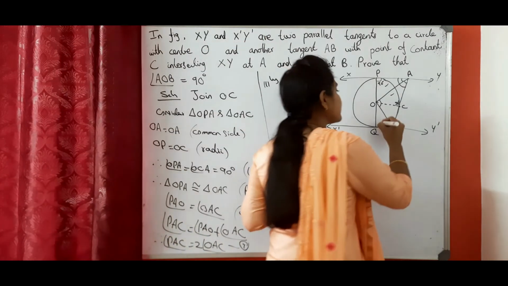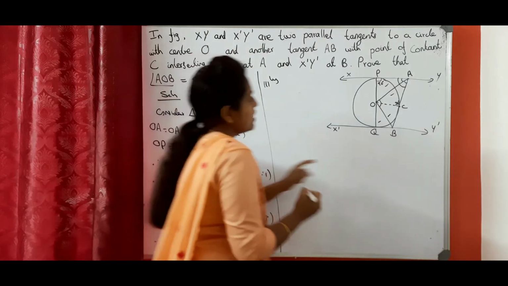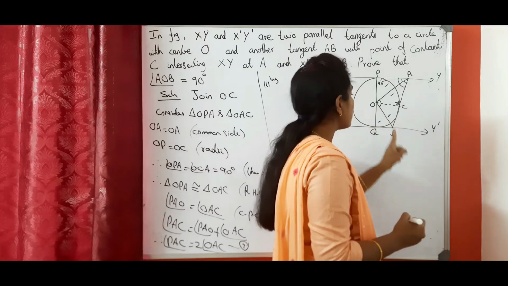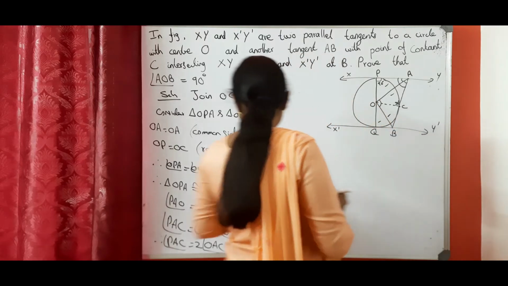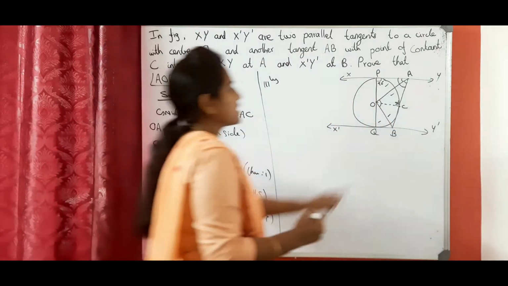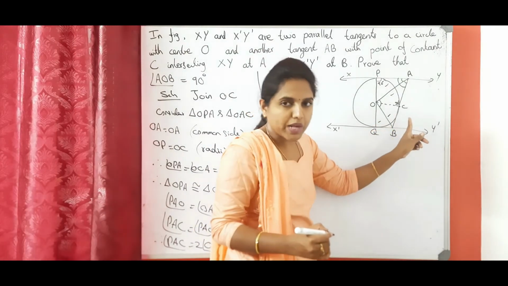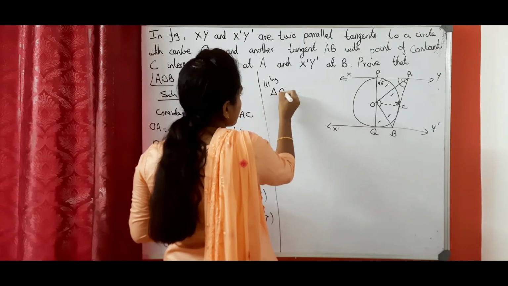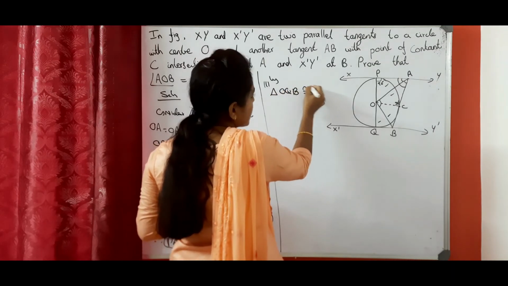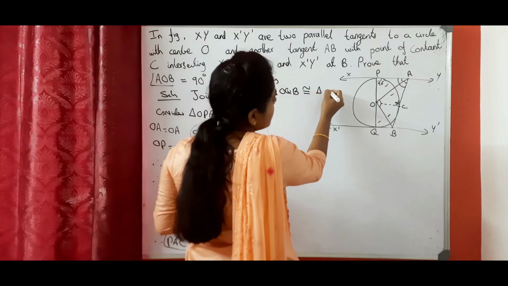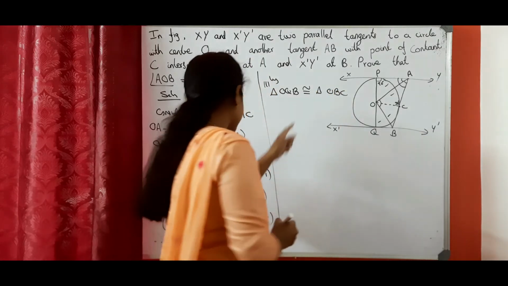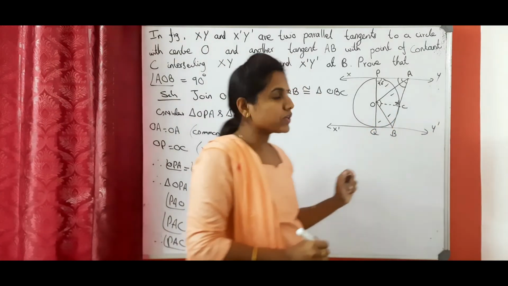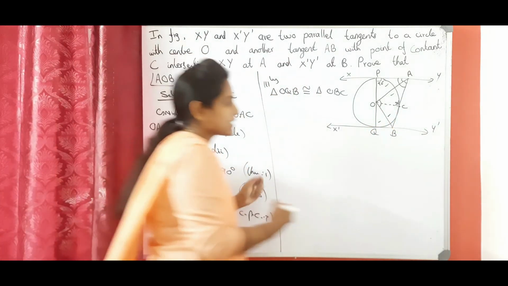Similarly, consider these two triangles. What are the triangles? Triangle OQB and also consider the triangle OBC. The same method if you do, we will get these two triangles are congruent. Triangle OQB is congruent to triangle OBC. Congruent means their corresponding parts are equal.